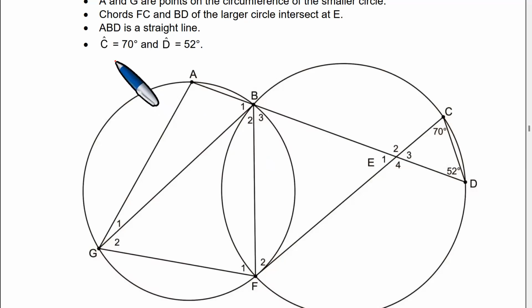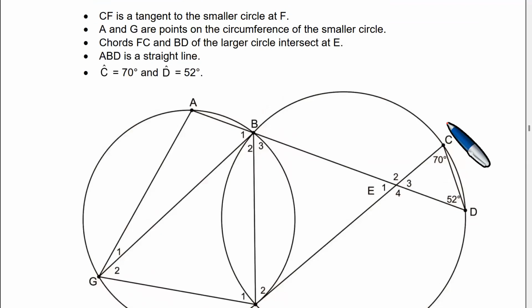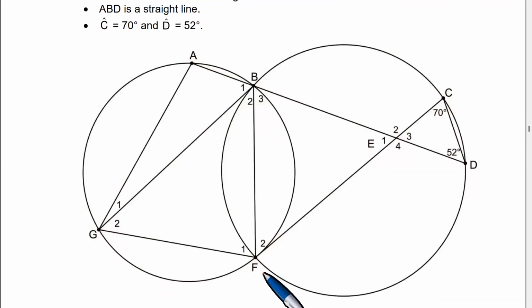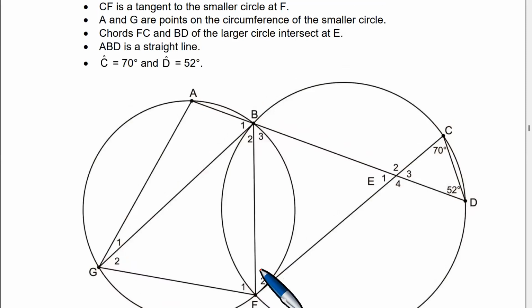Next, we have that angle C equals 70 degrees. Angle D is 52 degrees, and they've been given that way. We remember a very important point about the existence of a tangent, where CF is a tangent to the smaller circle at the point F.